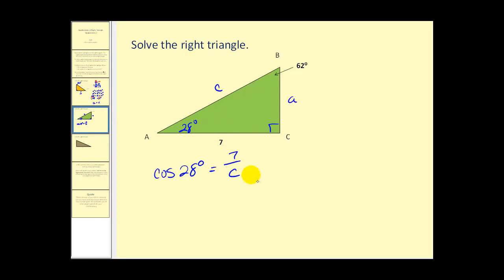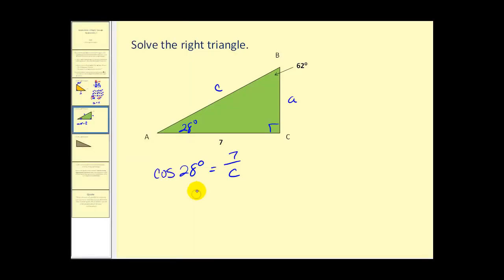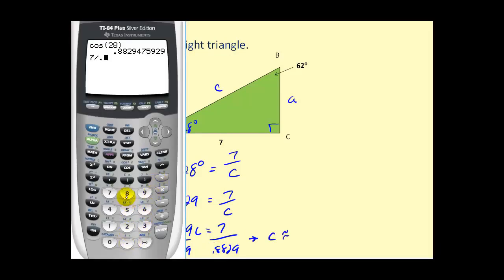So now we can use the calculator to find the value of cosine 28 degrees. Make sure your calculator is in degree mode. And we'll use 4 decimal places, so 0.8829 is equal to 7 divided by c. So if we multiply both sides by c, we'd have 0.8829c equals 7, so we need to divide. This implies that c is approximately 7.9 units.